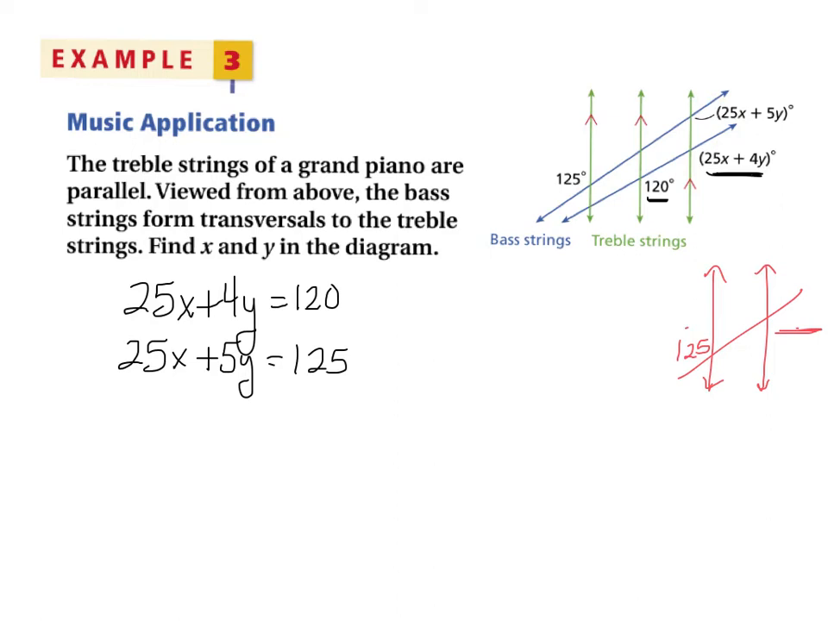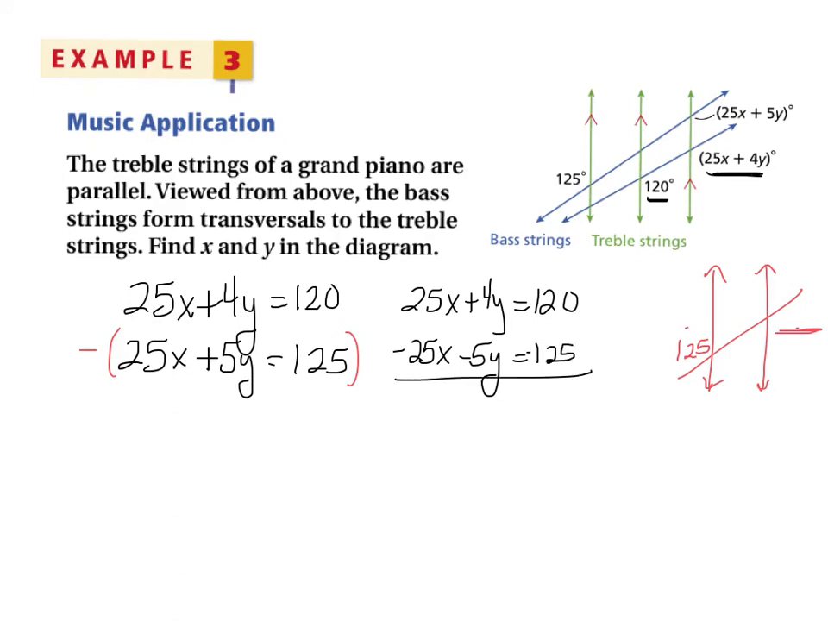Well, we now have a system of equations. A system of equations can be solved by graphing, substitution, and the addition method. Since they're all in standard form, and they're all lined up here, I'm just going to multiply the second equation by a negative 1. That gives me 25x plus 4y equals 120, and negative 25x minus 5y equals negative 125. That gives me negative y equals negative 5, and that gives me y equals 5.